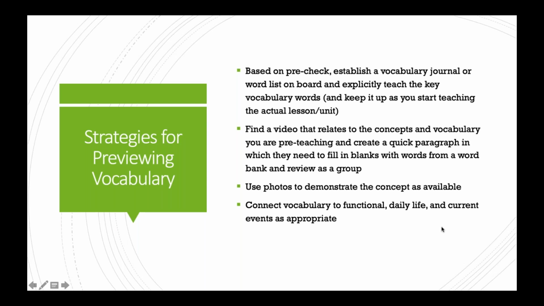Lastly, we want to talk about previewing vocabulary, okay? Based on those pre-check tools that you've already learned, in terms of identifying which vocabulary words the student knows or doesn't know or needs more familiarity with, you can establish a vocabulary journal. You can also put a word list on a board. We talk a lot about vocabulary boards and things like that. The key with those is just to make sure that you're revisiting them. Don't just put the vocabulary up on the wall and leave it there and not add to it or not revisit those concepts when you're teaching the actual unit.